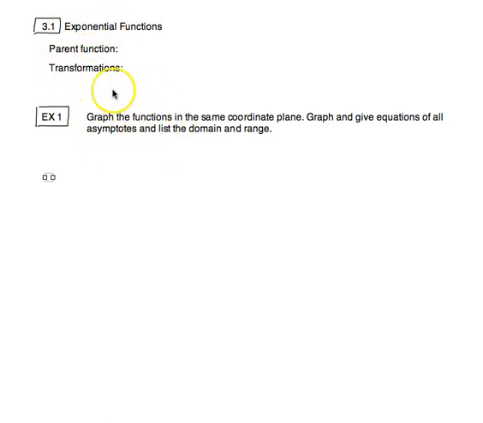So exponential functions, our parent function for those is f of x equals b to the x, where b is greater than 0 and b cannot be 1.